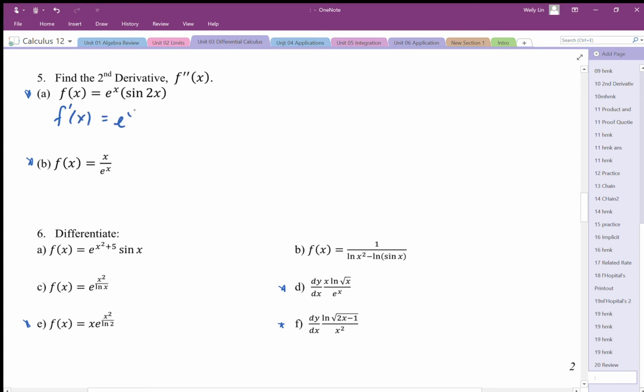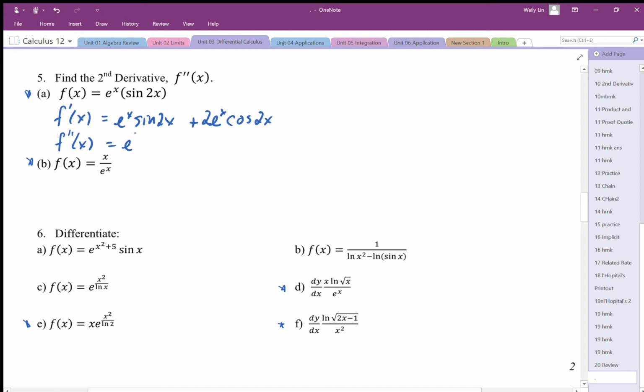So it's going to be e to the x sine 2x, so the derivative of e to the x, plus the derivative of sine, which is cosine. So it'll be cosine 2x times chain rule, so I'm going to need to times that by 2. I'm going to put the 2 up front just so it's a little bit easier to do the second derivative. So for the second derivative, we're going to do the same thing.